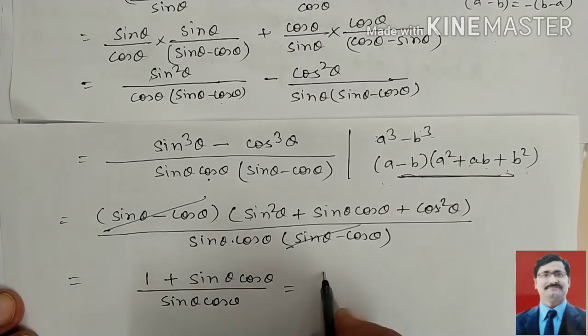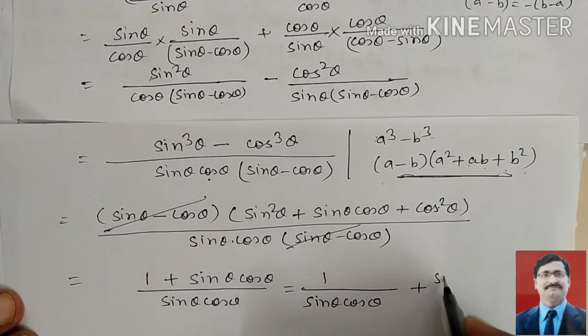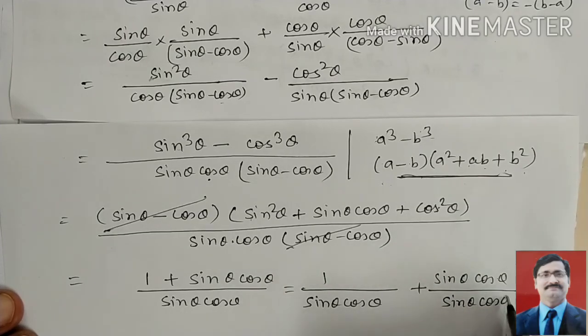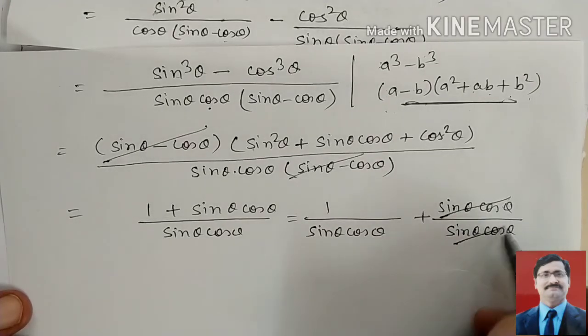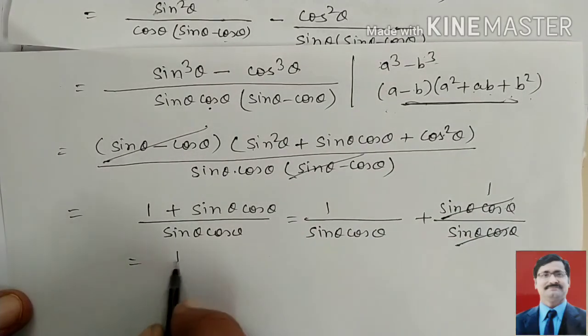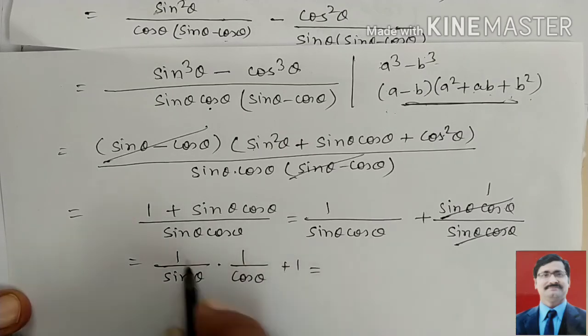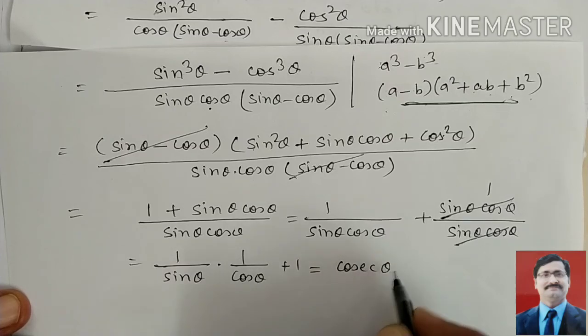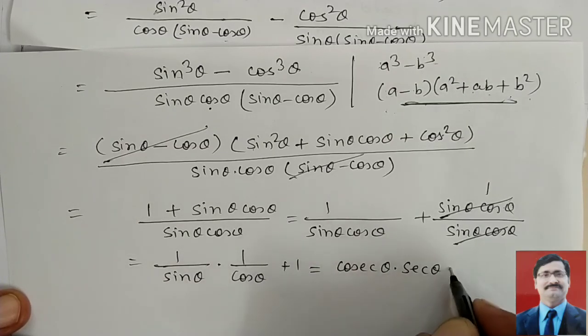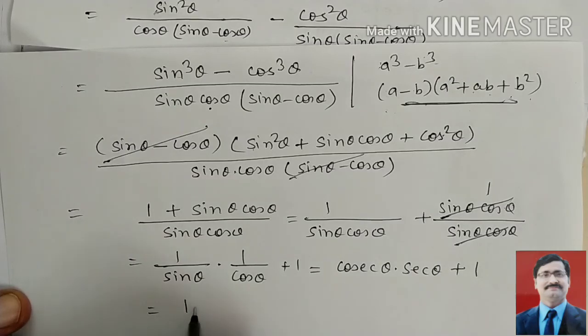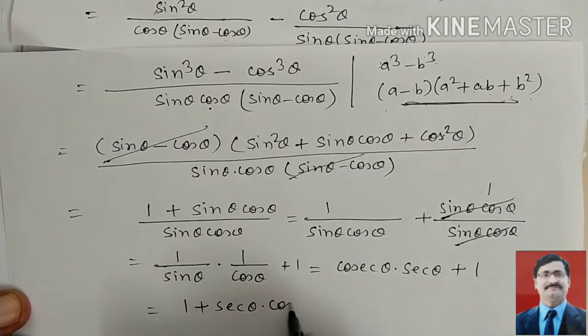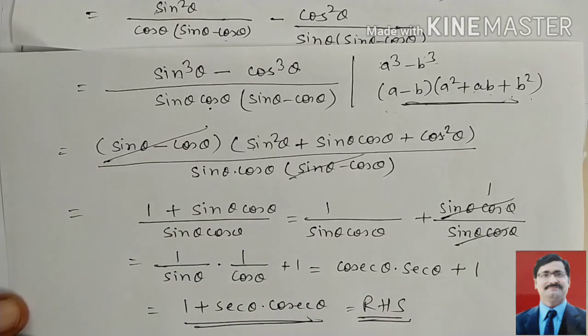Now you separate the denominator, so 1 upon sine theta cos theta and plus sine theta cos theta upon sine theta cos theta. Now this cancels, so you get here 1, and you separate this as 1 upon sine theta into 1 upon cos theta plus 1. So 1 upon sine theta is cosec theta, 1 upon cos theta is sec theta, and plus 1. You arrange it, so 1 plus sec theta into cosec theta. This you get, and this is the right hand side. All understand this? Thank you and a nice day.